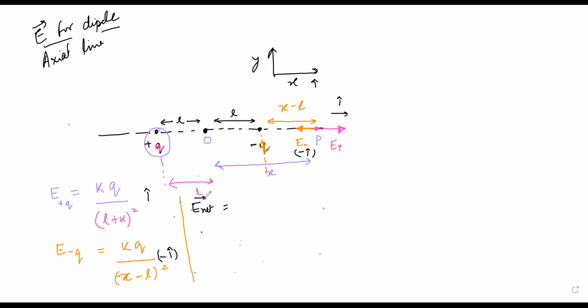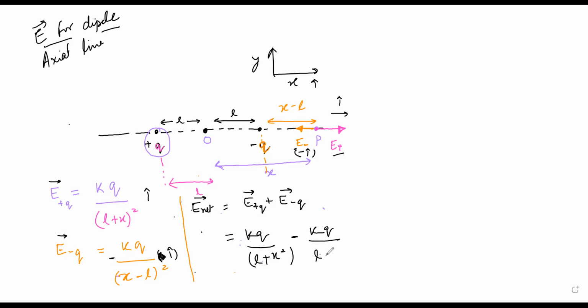So E net vector, now if I want to write it in terms of vector, that's why I have put i cap or minus i cap. E net is nothing but E because of plus Q vector plus E because of minus Q vector. Superposition principle. Yes or no? Can I write this plus Q as KQ by L plus X square? And this is minus i cap. This can also be written as minus KQ by L minus X square. Just showing the direction, isn't it? This minus this will be the net. That's what we want to say.